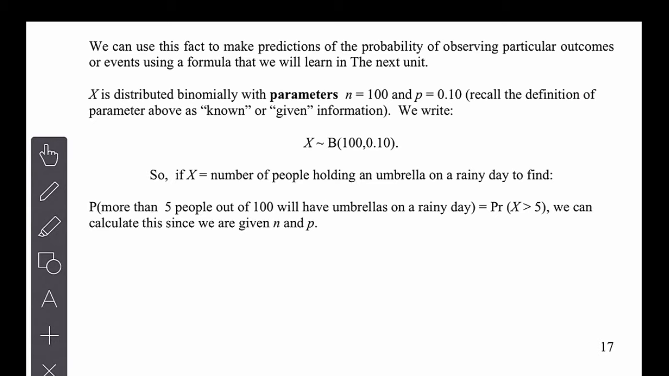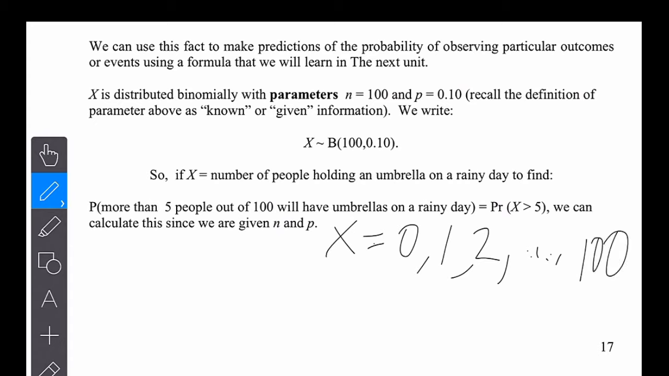What are the possible outcomes? The possible outcomes are no people would be holding an umbrella, one person, two, all the way to 100 people holding an umbrella. Okay, those are the possible outcomes.